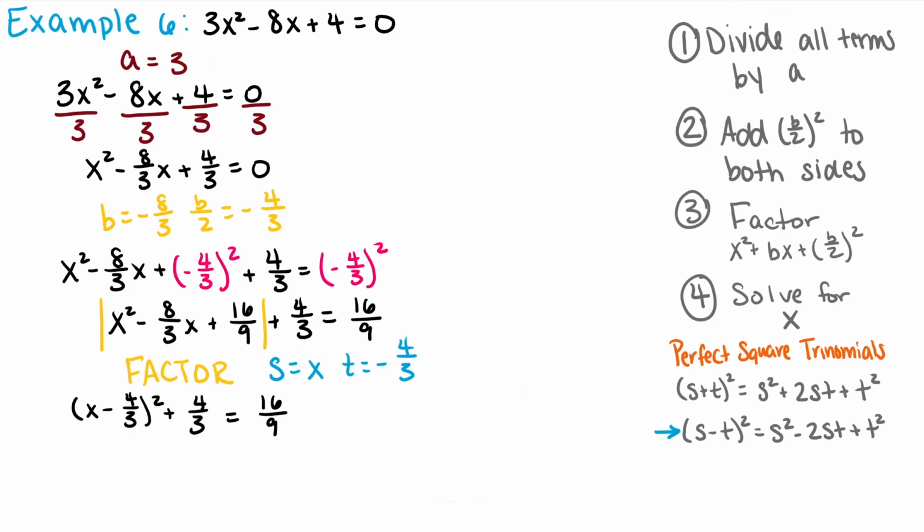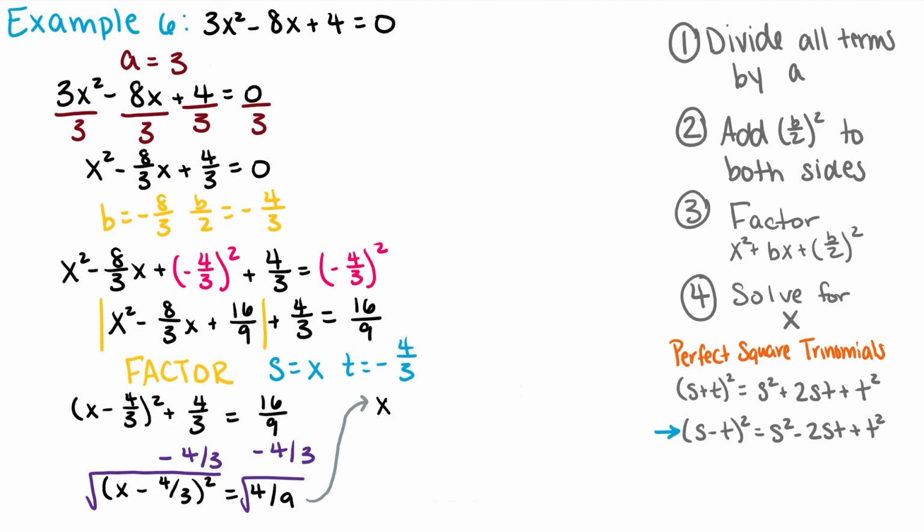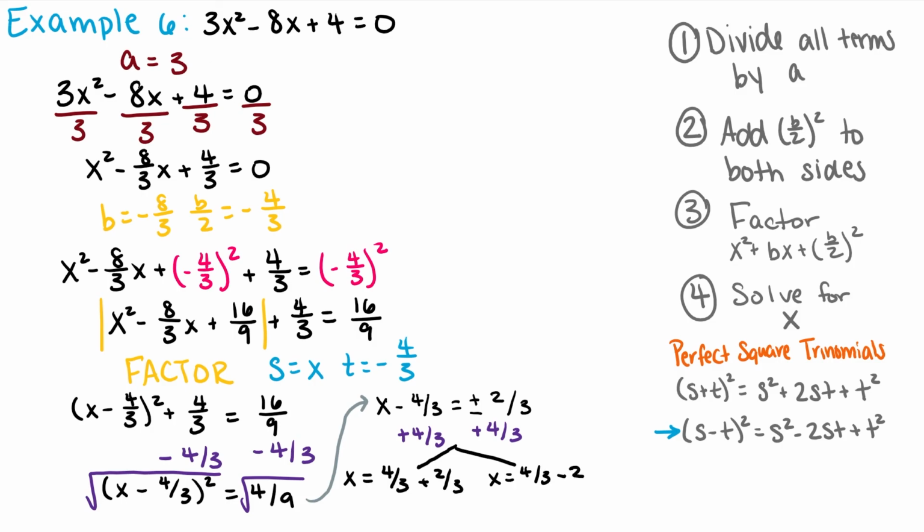Let's solve for x. Subtract 4 over 3 from both sides. We get x minus 4 over 3 squared equals 4 over 9. Take the square root on both sides. We get x minus 4 over 3 equals positive and negative 2/3. And we'll add 4/3 to both sides. So we'll have x equals 4 over 3 plus 2 over 3, and x equals 4 over 3 minus 2 over 3. That means x is equal to 2, and x is equal to 2/3.